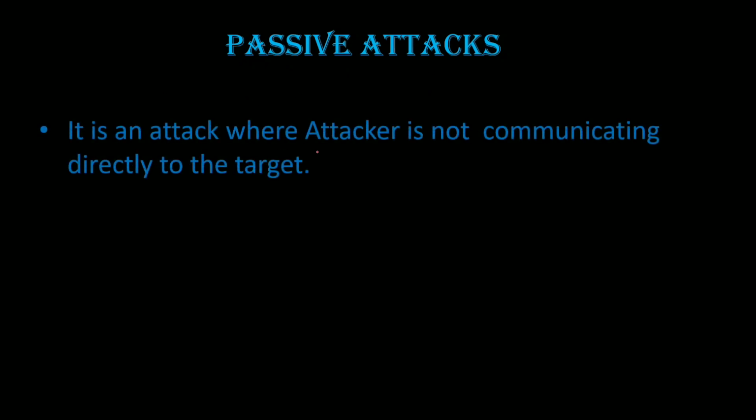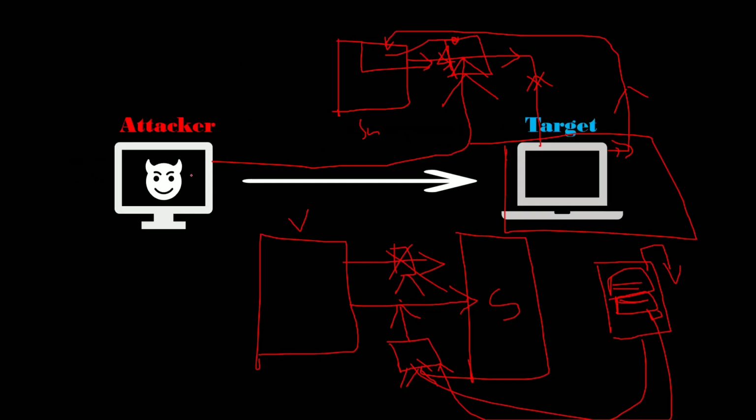Okay, now let's move to the next attack, that is called a passive attack. It is an attack where the attacker is not communicating directly to the target. You can see here, he is the target, and he is communicating directly to the attacker. But in a passive attack that is not the case. He is going to communicate with the help of any third-party apps, like by inserting any malware in his system.